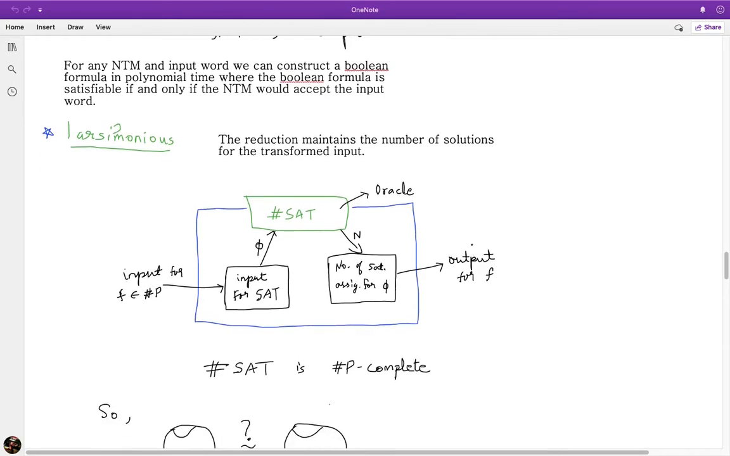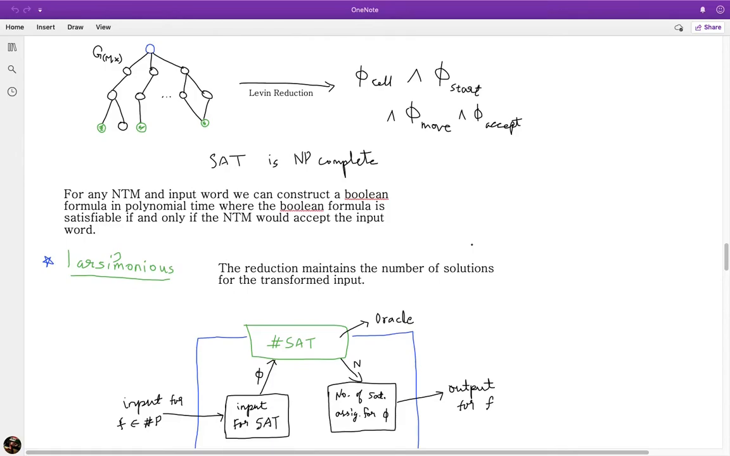Now we need to define a property called parsimonious.